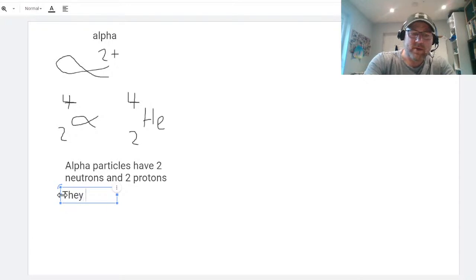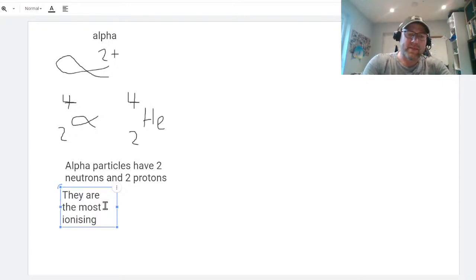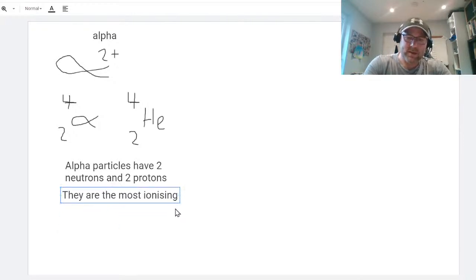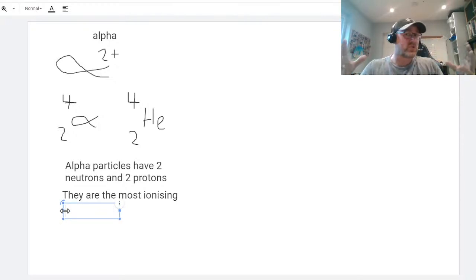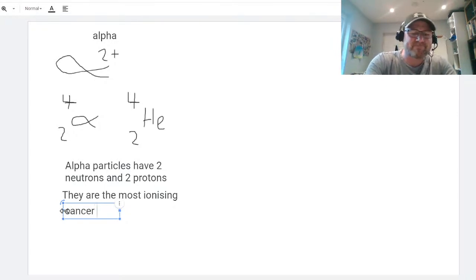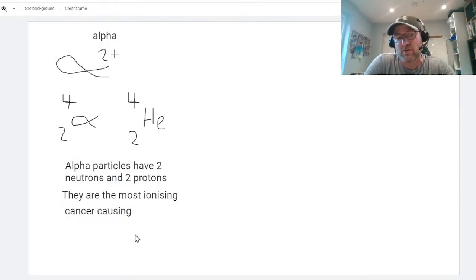So they are the most ionizing. And this means cancer causing. So they're more likely to cause cancer, more likely to knock electrons off of other atoms, which can lead to a mutation in your DNA and cancer. So they are most ionizing. Don't really need to think of it as cancer causing, but ionization can cause cancer.